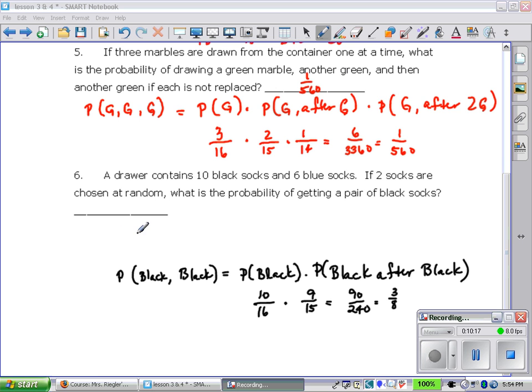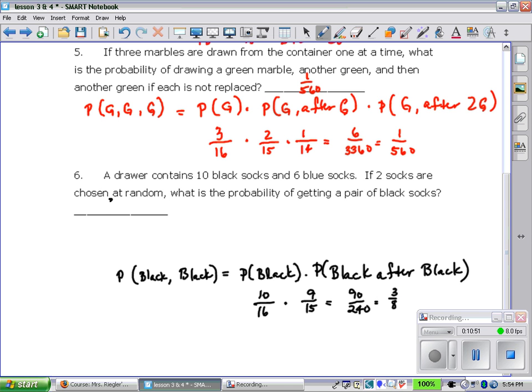Okay, let's check. If you draw a black, remember you're going to keep it out because you want a pair of socks. So if you find a black one, you keep it, and then you pull out another black one. So you have a total of 16 socks, 10 black, 6 blue. The chance of pulling a black on the first draw, there's 10 black out of 16. Now keep in mind you keep that out. So now there are 15 socks left. 9 of them are black. So you get 90 over 240. Simplified completely is 3/8. So you have a 3 out of 8 chance of getting a pair of black socks.